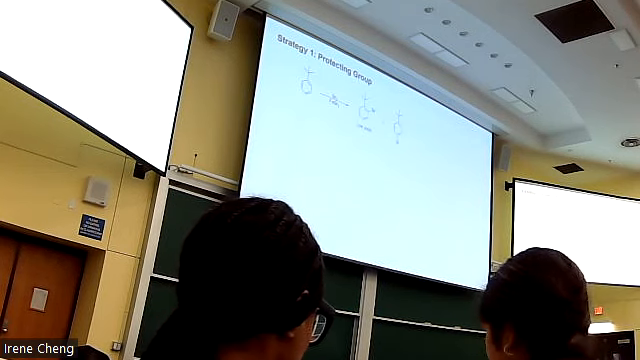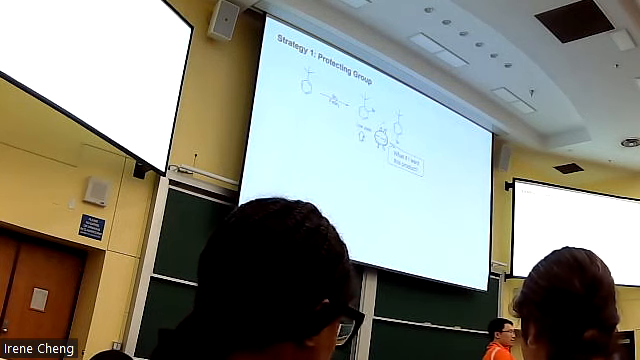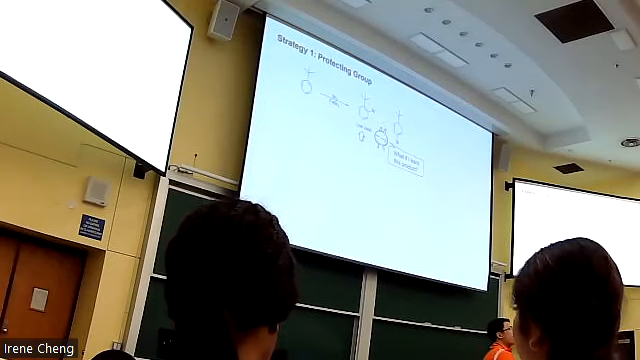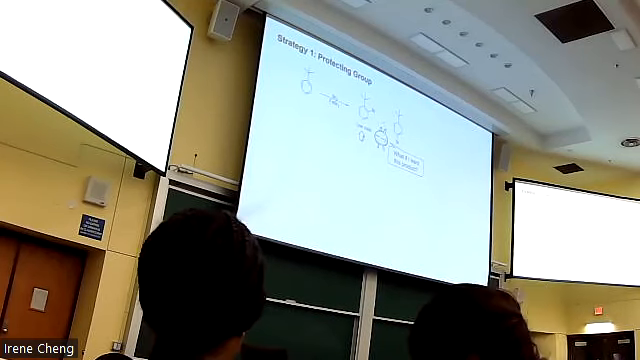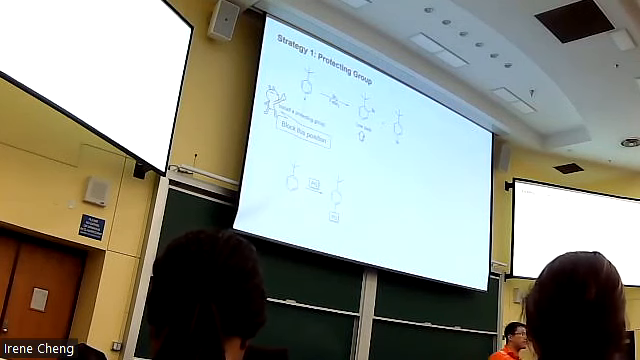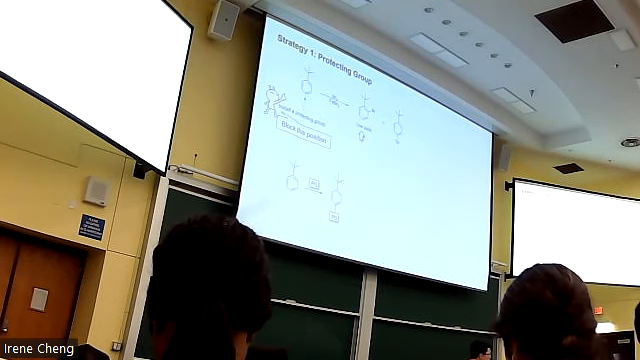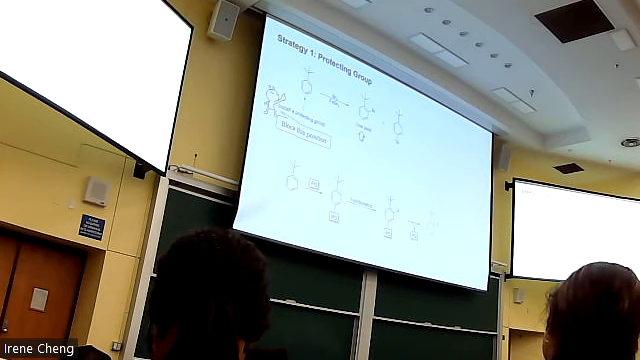What if I want the ortho? What do you do? That's what we're going to do. We're going to block that para position, so we don't have the para product. Here's how we do it. This is what we call a protecting group. With a protecting group, ideally you install it first, block the para position, functionalize, do whatever you want, and then remove that protecting group.